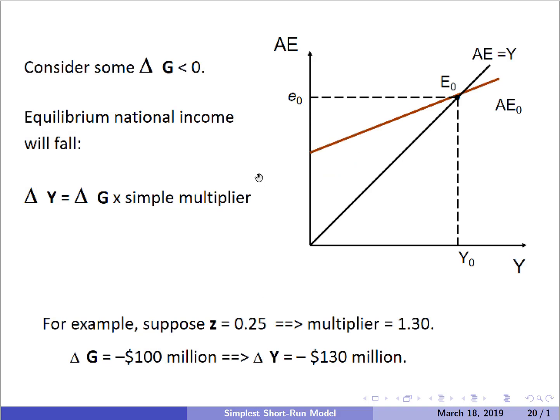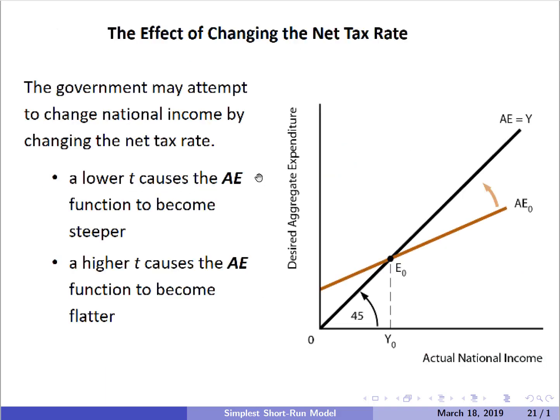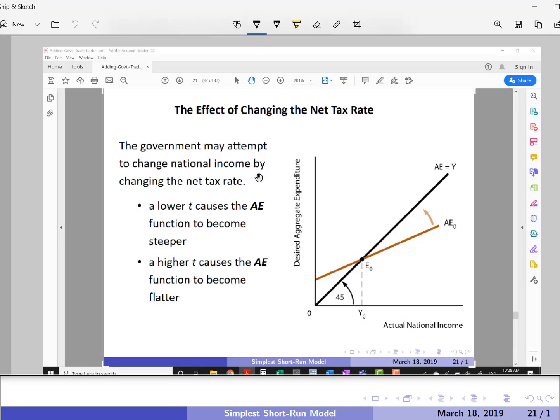So let's look at the second kind of fiscal policy, and that's changing the tax rate. If you remember, let's take a screenshot of this, the tax rate came into Z. If you remember, Z was b, or the marginal propensity to consume, times 1 minus t, minus m. And so what we're doing here is changing this t. So for instance, let's say we lower the tax rate. So t is going down. That's what this first one is doing.